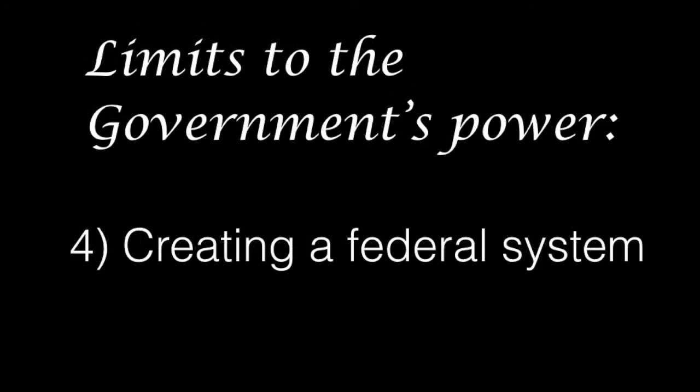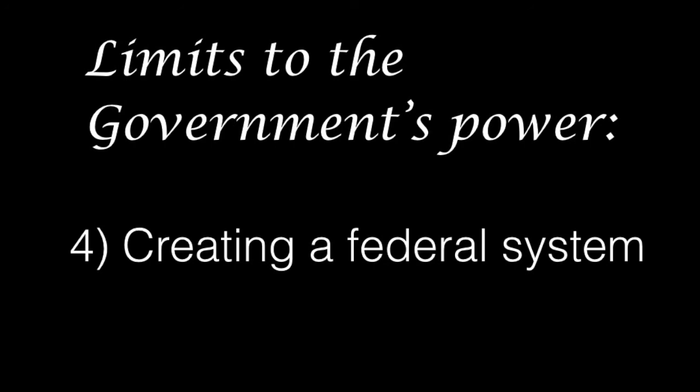Number four, the Constitution limits the power of government by creating a federal system. Remember, a federal system is a system in which power is shared between a large central government and smaller governments. The idea is that the states, which are those smaller governments, will act to prevent the central government from becoming too powerful, and the states will also prevent other states from getting too powerful, and the central government will also prevent any one state from becoming too powerful. Again, these are all different factions competing for power.